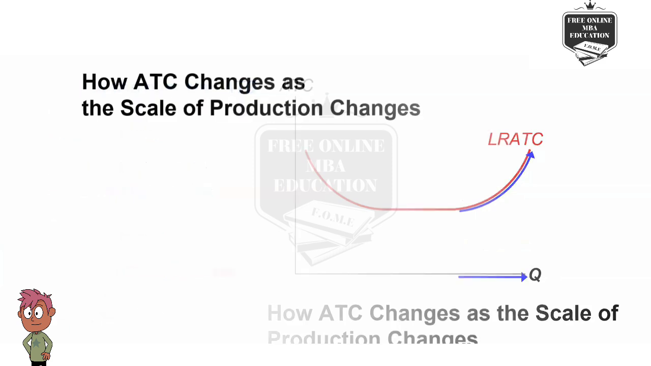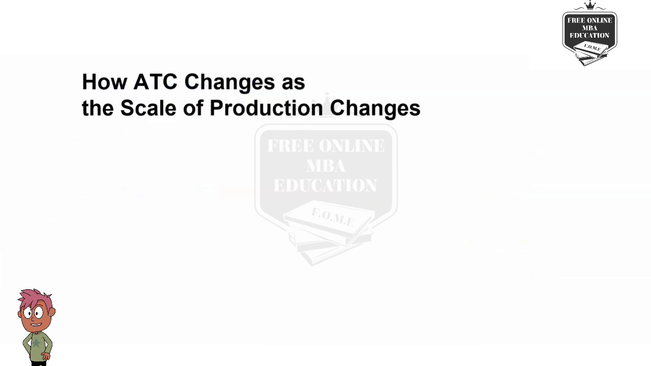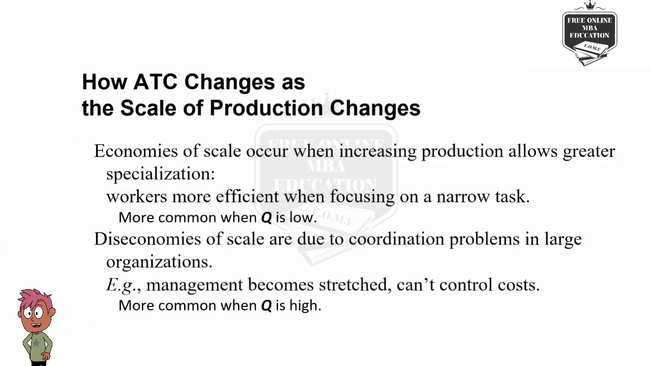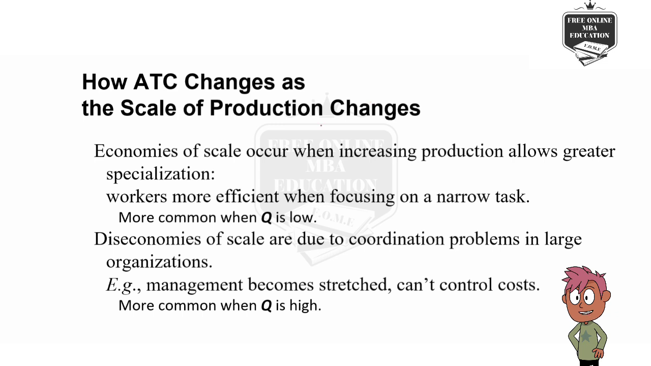Moving ahead. Now, how the average total cost changes as the scale of production changes, right? Economies of scale will occur when there is increasing production, which allows greater specialization. Workers become more efficient when focusing on a narrow task, and this is more common when the quantity is low, right? So, this is a simple example, the restaurant example that I gave you.